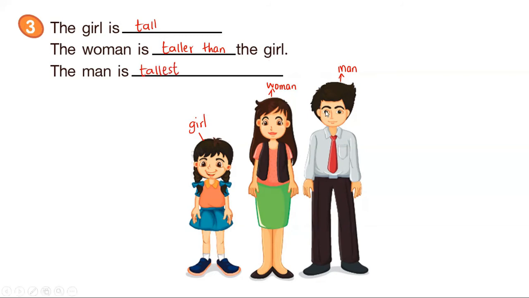Okay, when we compare the height of people or something that is standing, we don't use long, longer, and longest, but we use tall. So the girl is tall, the woman is taller than the girl, and the man is the tallest. Okay, I believe that you have understood that very well.